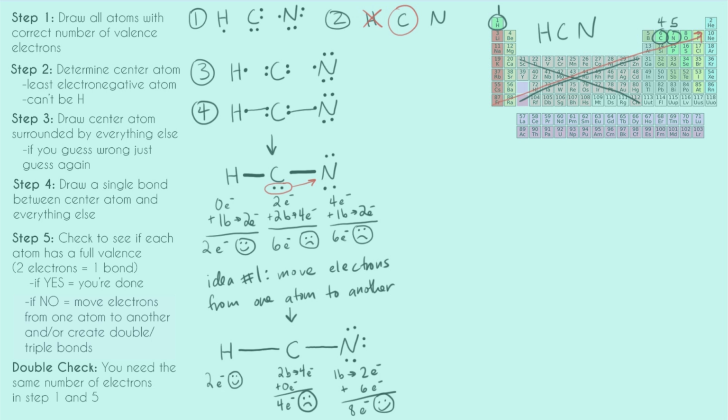So let's do our other option, which is to create a double or a triple bond. So for this, I'm going to go back to my original structure that I had after step 4, and instead of moving these electrons, I'm just going to create a double bond.